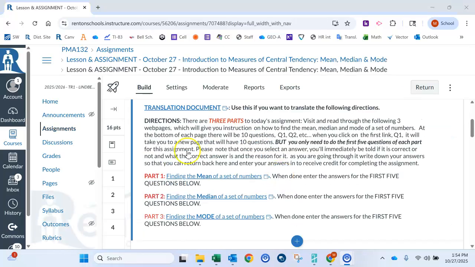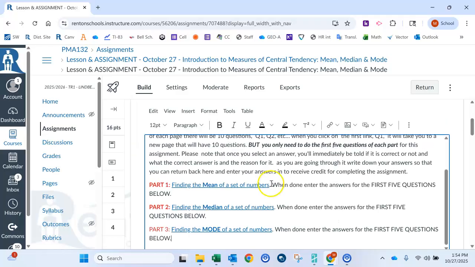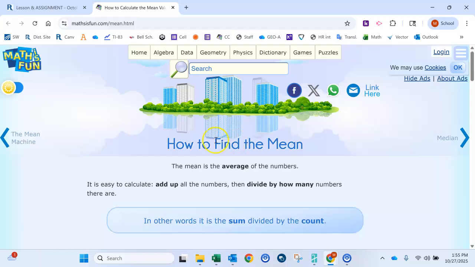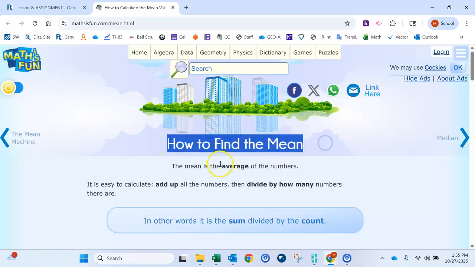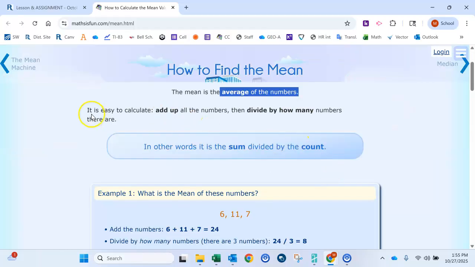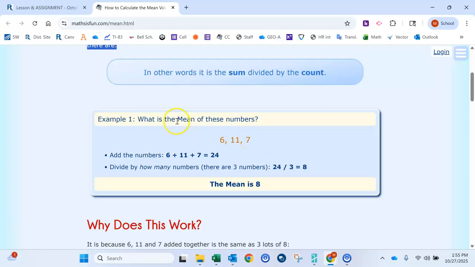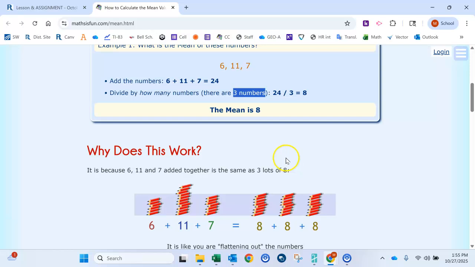So yesterday, these are the sites that we saw right here. There was the mean of the set of numbers. Let's do a quick review. So the first thing we learned about was how to find the mean. It's the average of the numbers. And it tells you here, you add up all the numbers, divide by how many numbers there are, and that's it. So for example, what's the mean of these numbers? There's three numbers. So 6 plus 11 plus 7 equals 24. And then there's three numbers, right? 1, 2, 3, divide by 3. That's all there is to it.